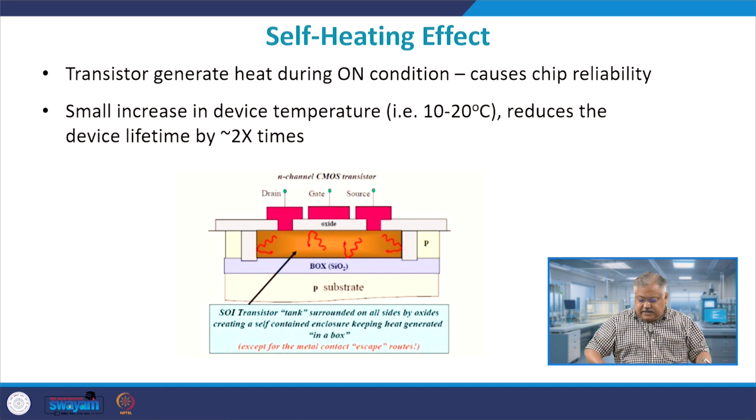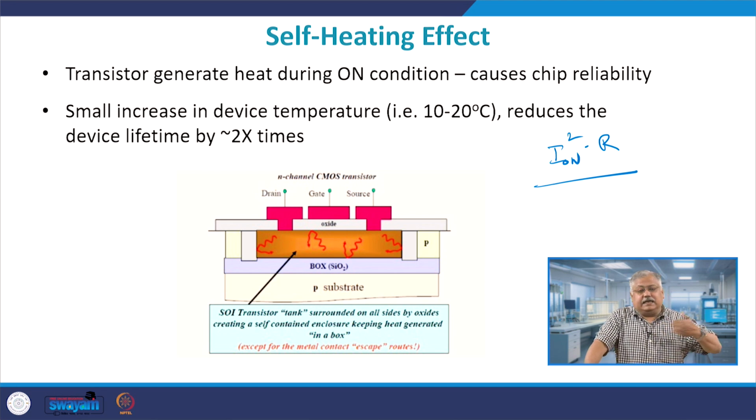Now, if I say I_on squared into R, where R is the resistance offered by the channel to the device, if I_on goes on increasing, I_on squared into R goes on increasing, and as a result the heating is also increasing. So, if the heat does not get appropriate ways to dissipate across the device, the heat will go on increasing, and there will be an increase in the temperature.